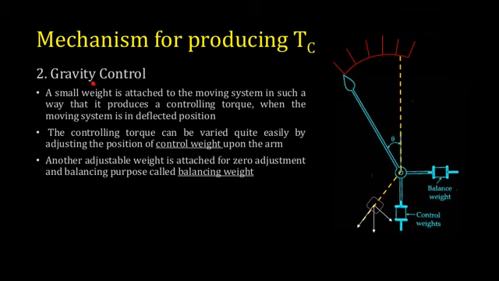Now, the second type of controlling mechanism is gravity control. You have a small control weight attached to the moving mechanism, and this control weight produces a torque which opposes the deflecting torque. You will have a balance weight also provided in order to balance out the control weight. And the position of the control weight can be adjusted in order to provide a sufficient amount of torque.